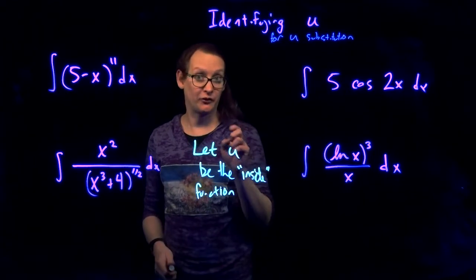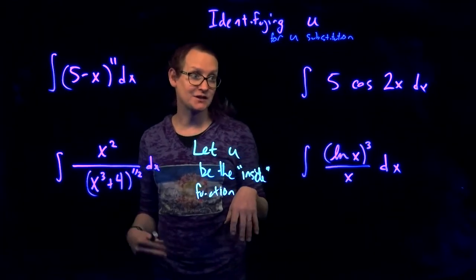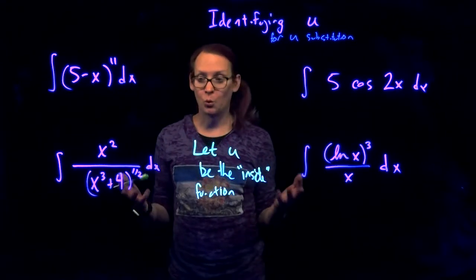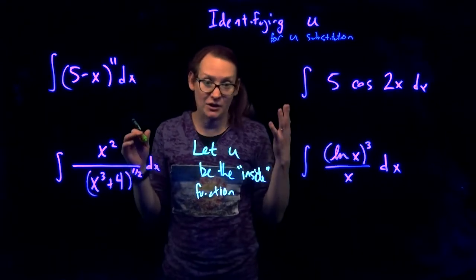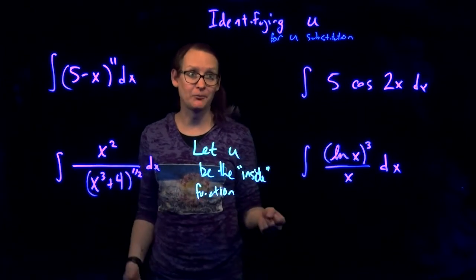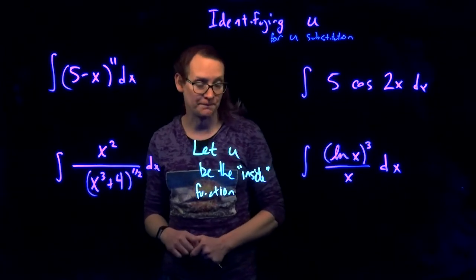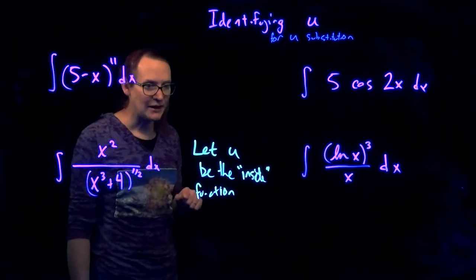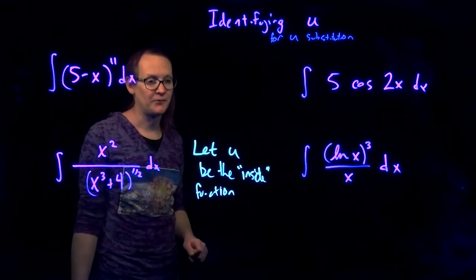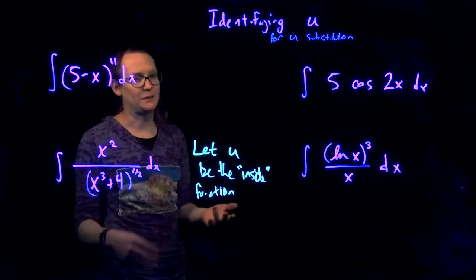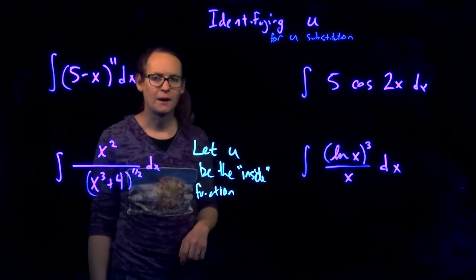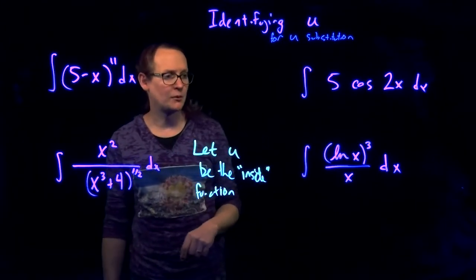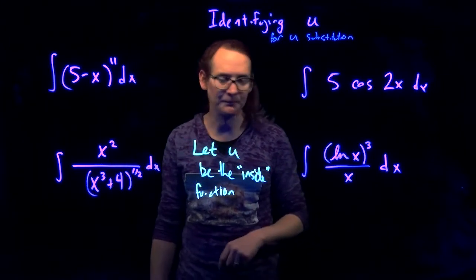Because the first step to doing these is to poke around and identify that u-substitution is a good candidate for doing the integration. My general advice is to let u be the inside function, inside the more complicated part of the integrand. And so I put 4 examples on the board. And I wanted to talk about finding u for each of them.